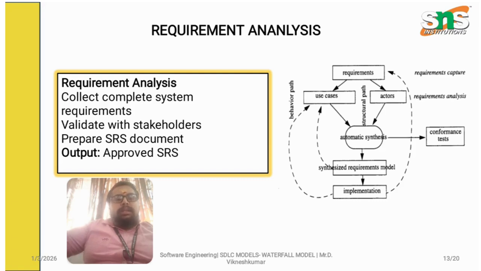So requirement analysis consists of collecting the complete system requirements, which should be validated by the stakeholders, and after validation you should prepare the SRS document, that is the software requirement specification document. So the output of the requirement phase is an approved SRS. This SRS should be approved by the stakeholders.